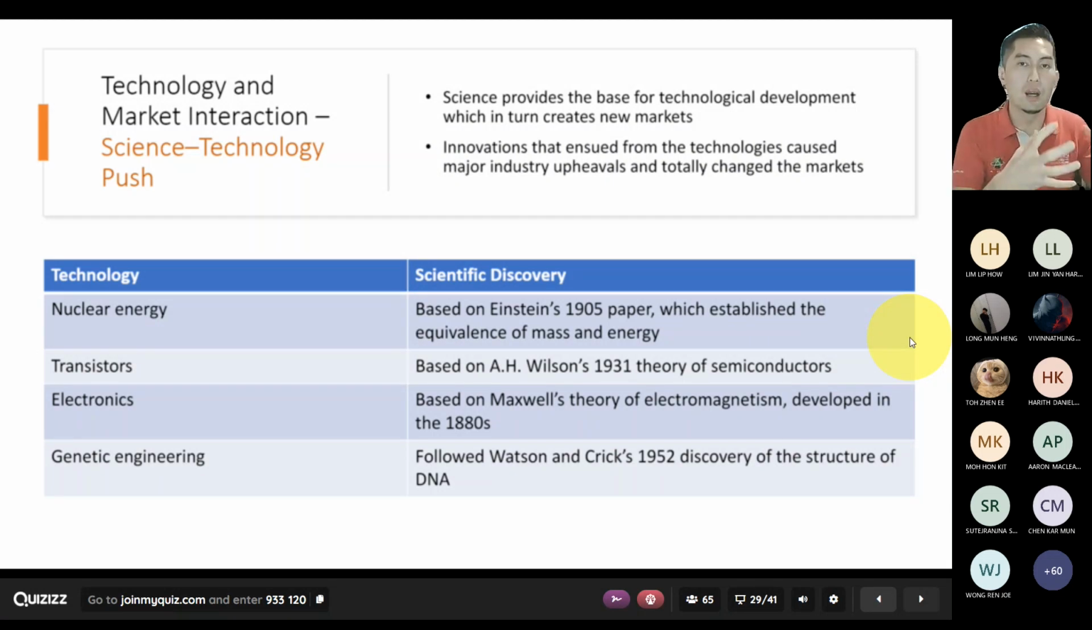All those are generally being supported by the science technology push, right? Which basically means that the research is being done scientifically. This is something that we can use to improve the technology. So the push of the technology to do better is because of science and technology research.